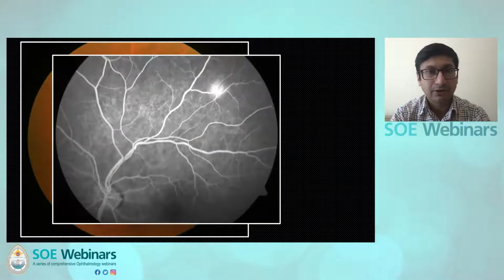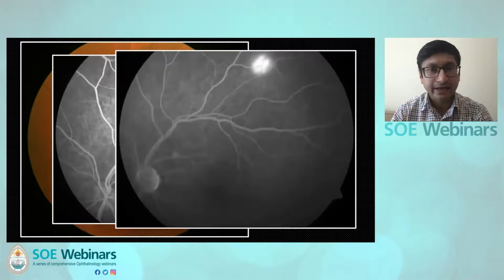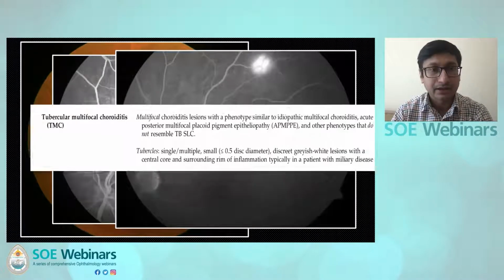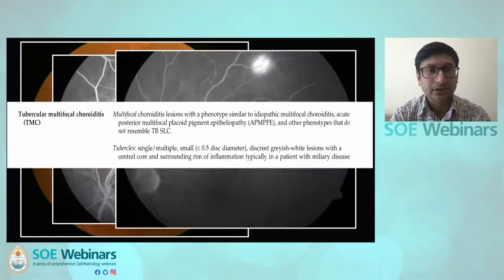If you do further imaging with fluorescein angiography, you can see that the lesion is hyperfluorescent. And in the late phase, there is some leakage around the lesion. This is what we typically call tubercular multifocal choroiditis, as per the latest nomenclature classification by the Collaborative Ocular Tuberculosis Study Group. Multifocal choroiditis lesions with a phenotype similar to idiopathic multifocal choroiditis, which is similar also to the MPE and other phenotypes that do not resemble TB-SLC. On the other hand, tubercles are single or multiple small lesions with a central core and a surrounding rim of inflammation.